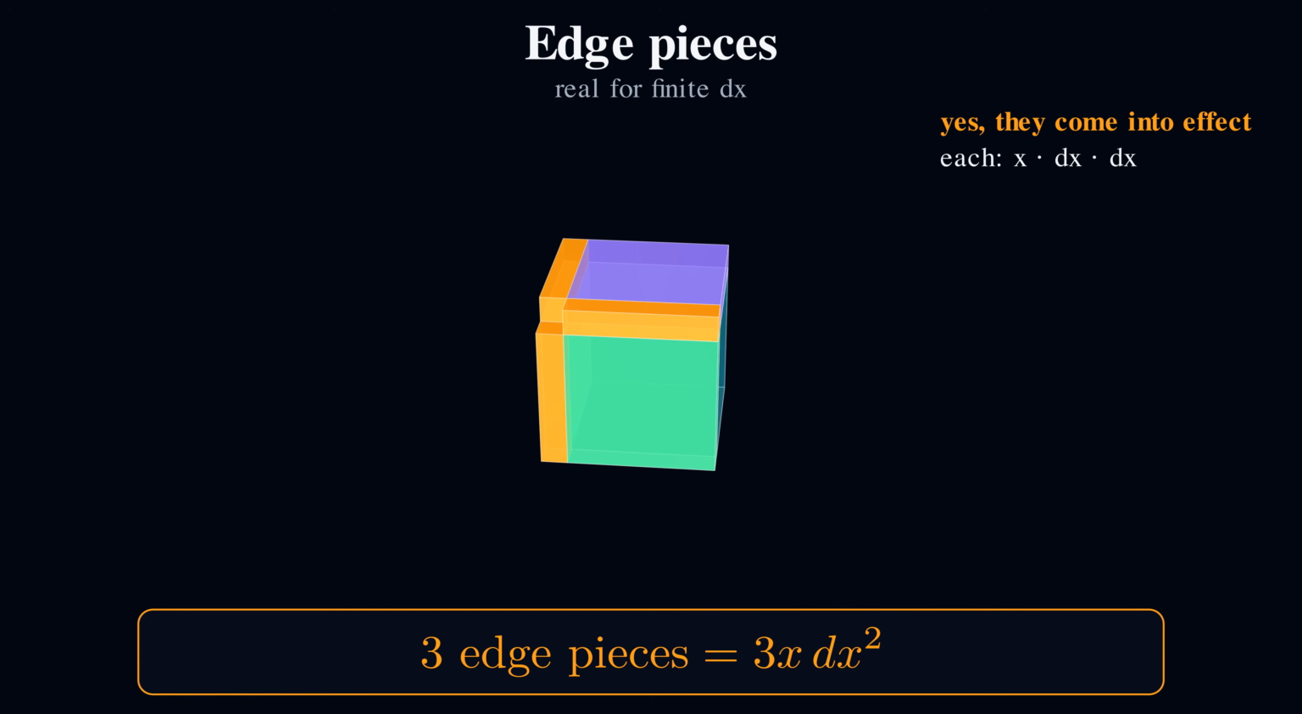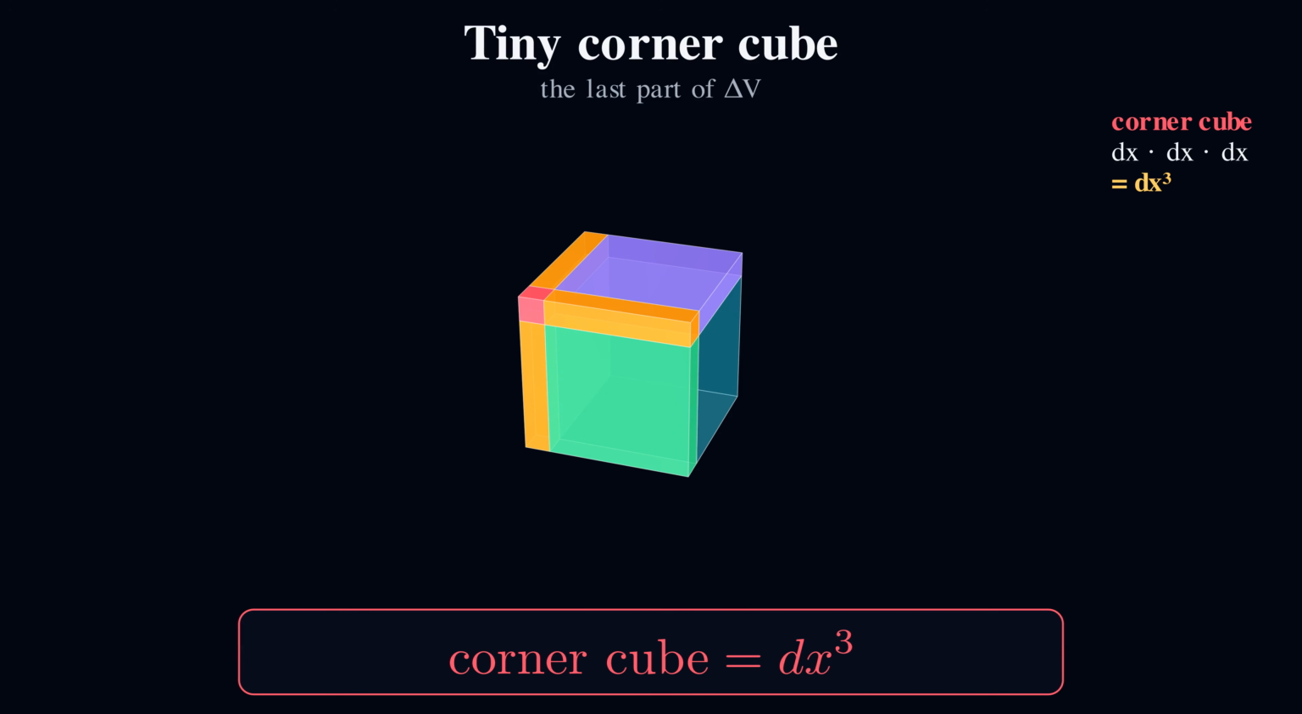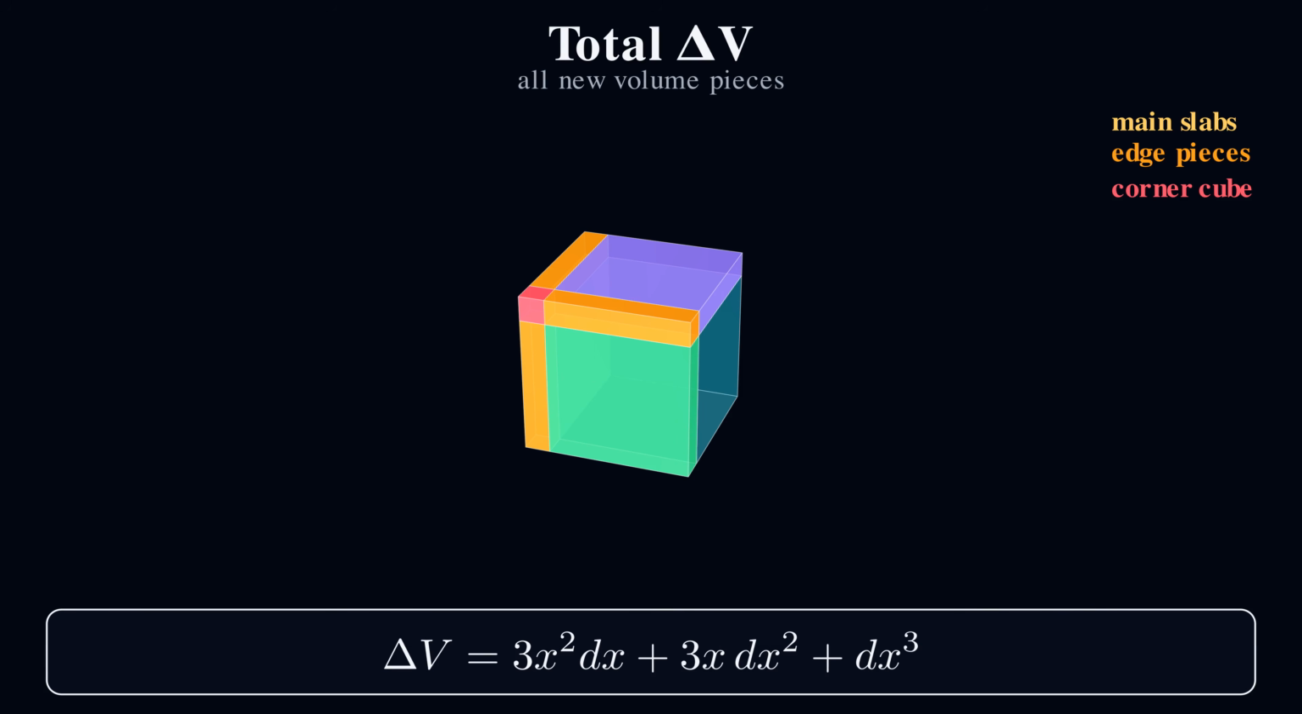Finally, 1 tiny corner cube remains. Its dimensions are dx, dx, and dx, so its volume is dx cubed. It is small, but it is part of the exact delta V before taking the limit. So the exact extra volume is 3x squared dx plus 3x dx squared plus dx cubed. This is delta V, the actual volume added when the side grows from x to x plus dx.